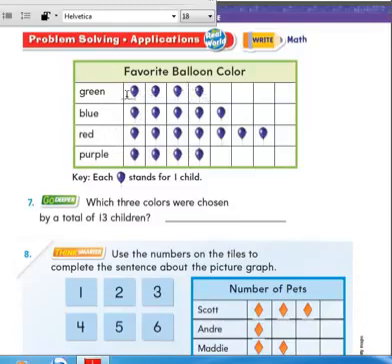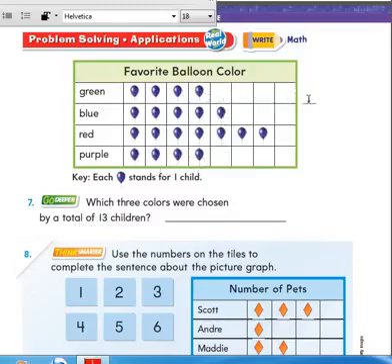So each balloon here, the key here is what? The key here is that each balloon what from the title? I can get the key from the title. Each balloon represents, or stands for, yes, 1 child. Okay, which 3 colors were chosen by a total of 13 children?